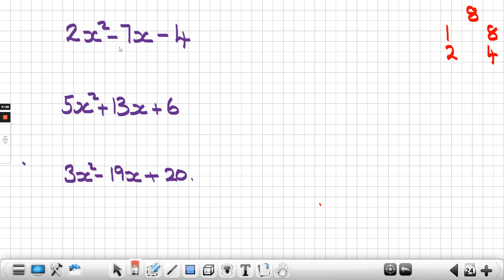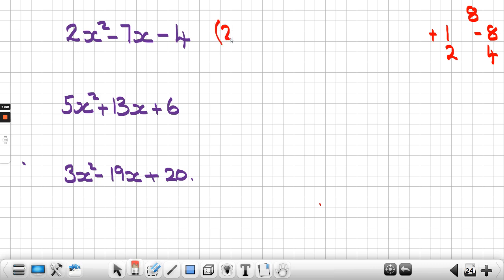We've got a minus here and a minus here, so we must have one of each. To get that minus, we must have a positive and a negative. The negative outweighs the positive because we've got minus 7. So it must be minus 8 plus 1.